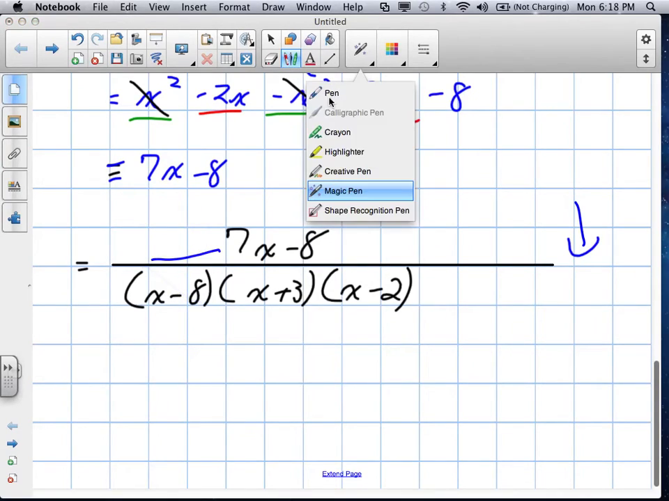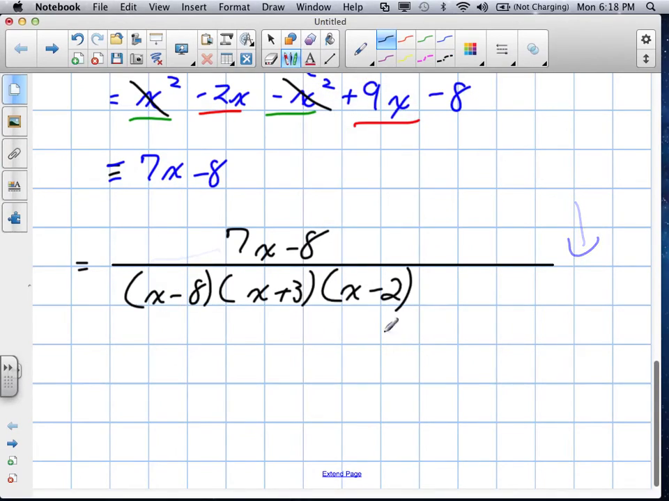We set each of these equal to 0. It's pretty easy to tell what they're going to be. Do you know what the x cannot equal? 8. Yep. Negative 3, negative 2. That's right. And those will be our restrictions for this question.